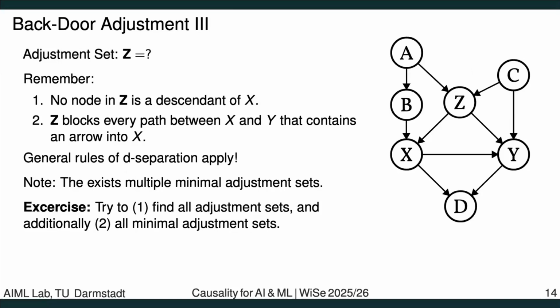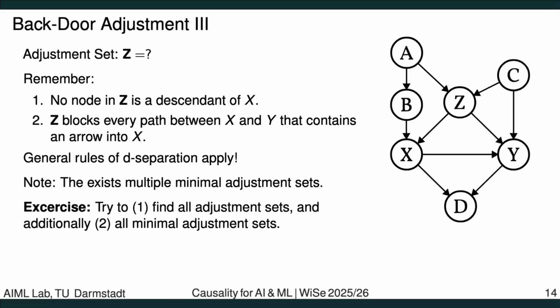So maybe have a look at this graph where it becomes a bit more complicated. And again, we want to have the effects of X on Y. And we need to find an adjustment set of all the other variables where no node is a descendant of X, and Z blocks every path between X and Y that contains an arrow into X.